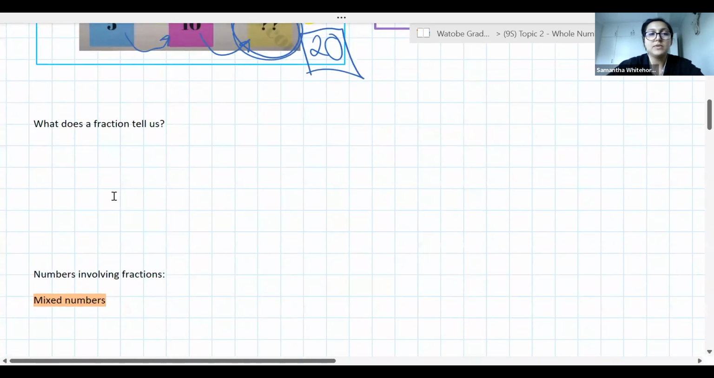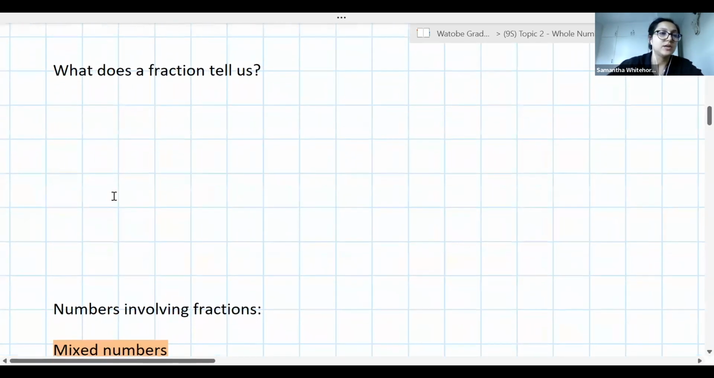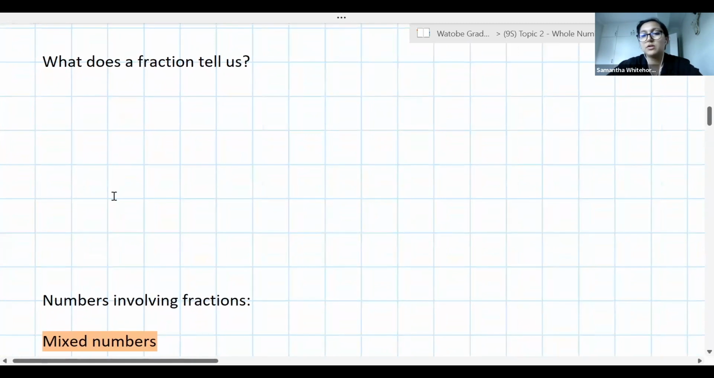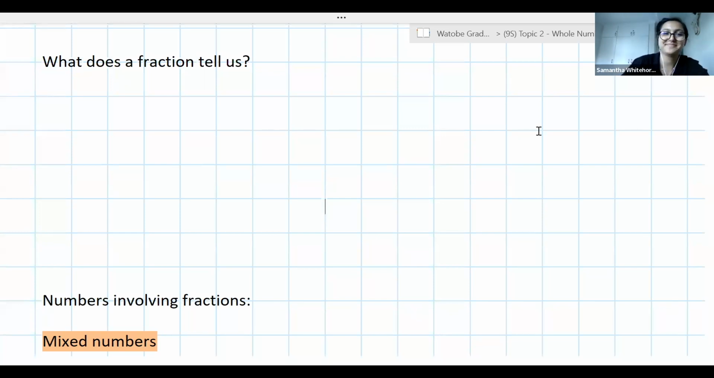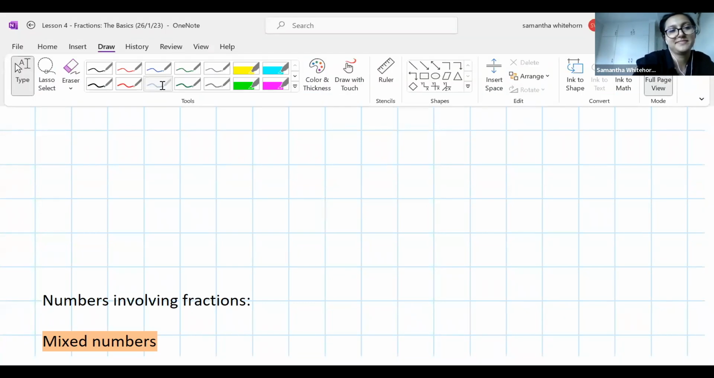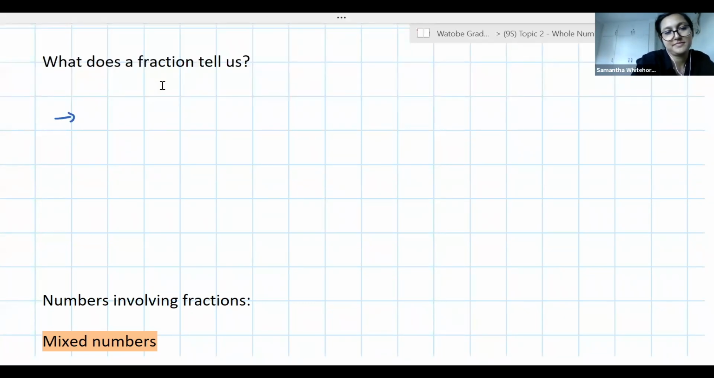Now, can anyone tell me what a fraction is? What does it tell us? Why are they useful? Anything about fractions that you know? Boipelo, tell me something. Hi, ma'am. What I know about a fraction is that it represents a part of a whole. Excellent. So fractions represent parts or a part of the whole.